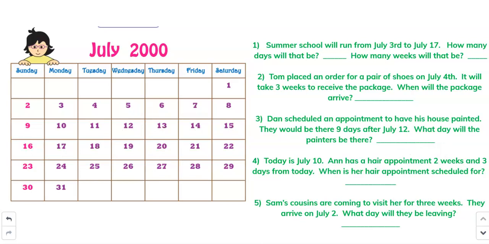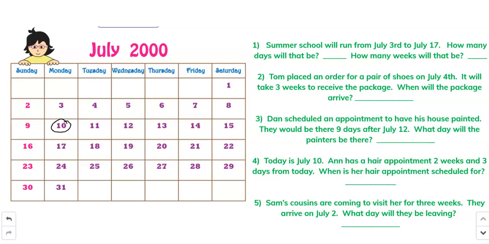Okay, good. The next question is kind of fun. It says, today is July 10th. Anne has a hair appointment 2 weeks and 3 days from today. When is her hair appointment scheduled for? So in this question, we're actually going to go weeks and days. So we're going to count down and across. So today is July 10th. Okay, and it says that it's going to be 2 weeks and 3 days from today.